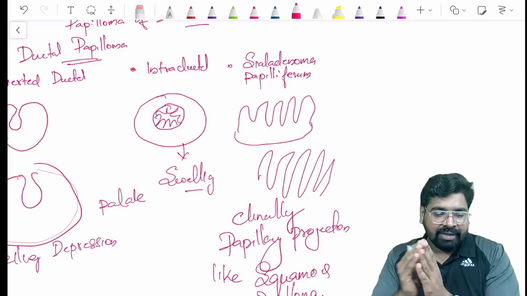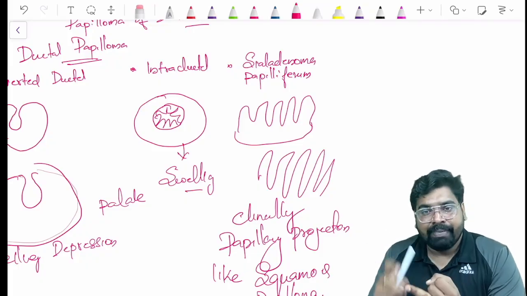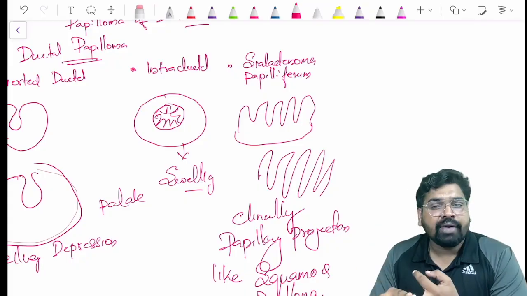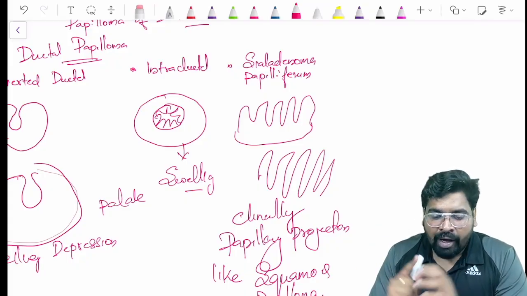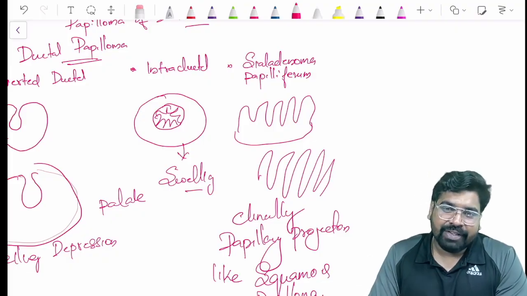So these are the other benign salivary gland tumors. We have seen oncocytoma, basal cell adenoma, canalicular adenoma, and the ductal papillomas. I hope the benign salivary gland lesions are very clear to you. See you in the next video with the next topic.